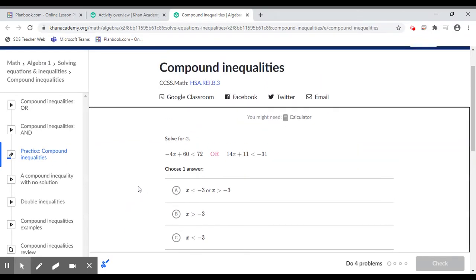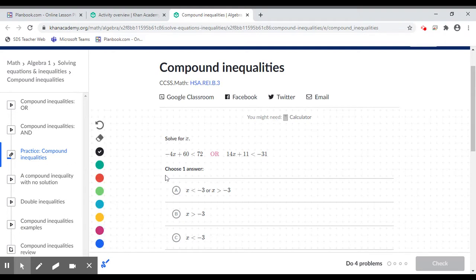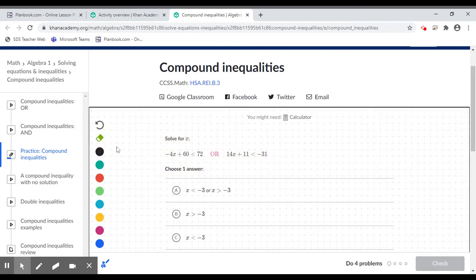All right, so we're going to do some compound inequalities. When we see compound inequalities, the first thing we should do is just solve both of them. Let's do that very quickly. Minus 60, we get negative 4x is less than 12.